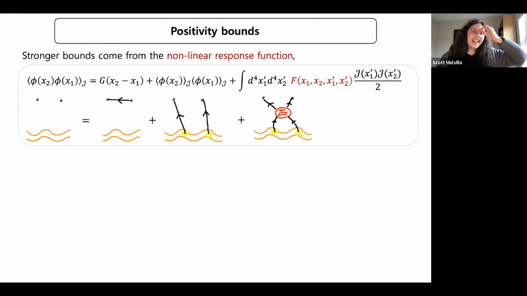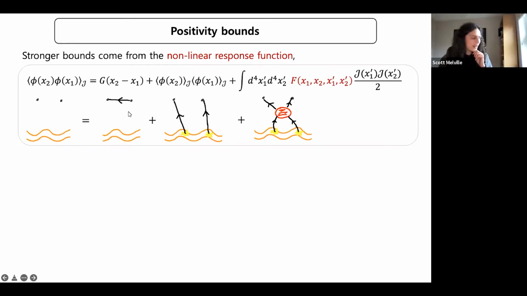Rather than ask how does a single measurement of my scalar field depend on the source J, I can ask, what if I do two measurements? If I measure the field at some place x1 and some later place x2, how are those two measurements correlated with each other? There's three contributions to this correlation function. You can draw them in diagrams. It's maybe simpler to look at the diagrams than the equation.